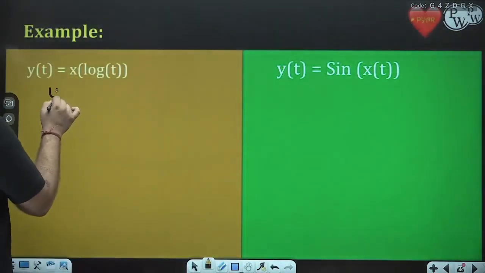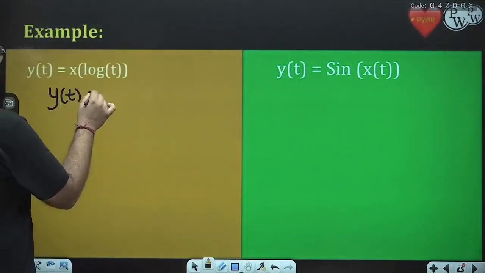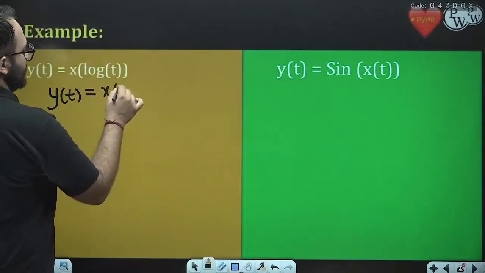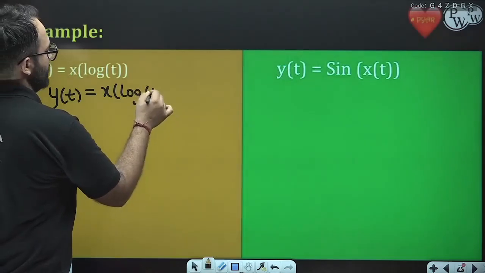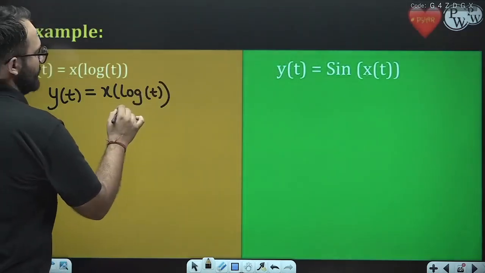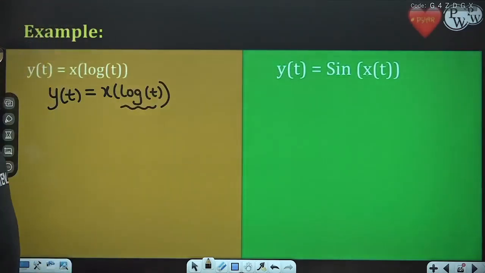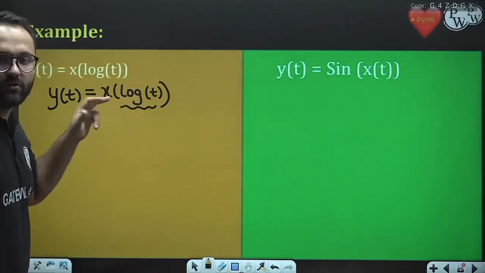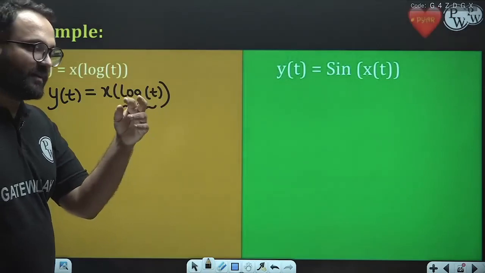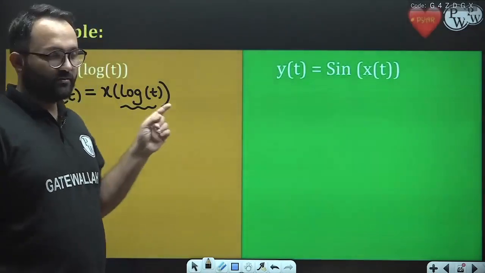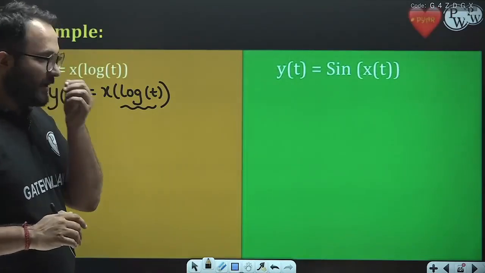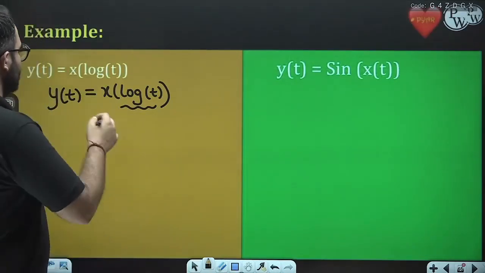So now let's see examples. Here y of t is equal to x of log t. Here we can see that we have made changes in the time variable. Here the variable is not t, rather the variable is log t. Means the variable is getting logged. Here we are doing a log operation on variable t. So we have made changes in variable t.